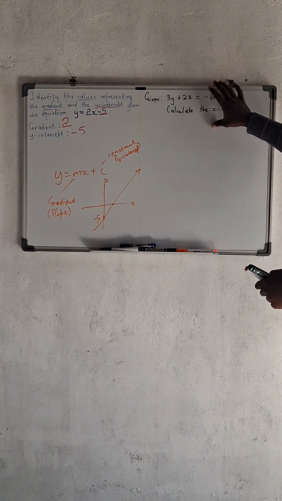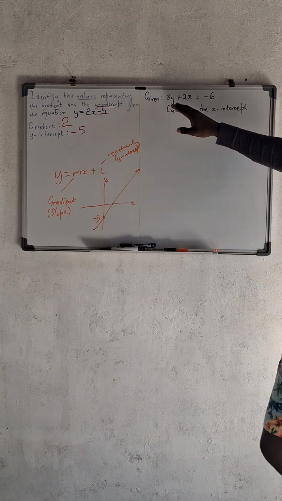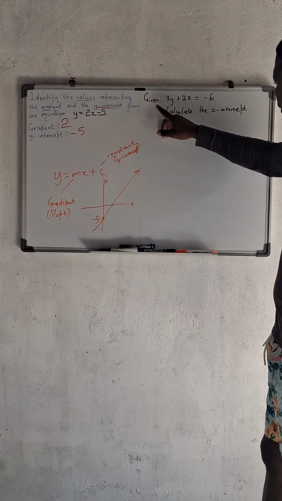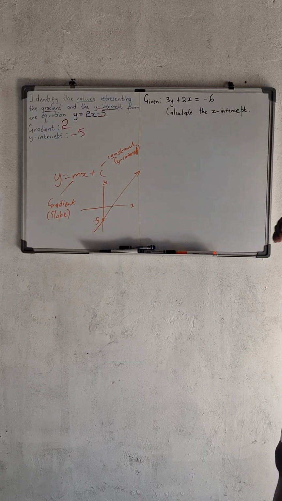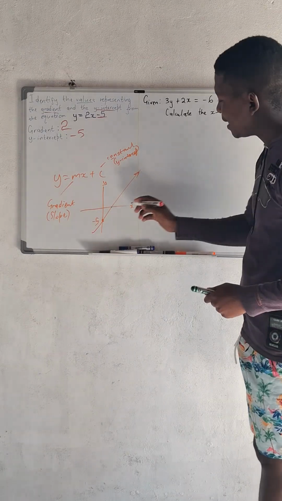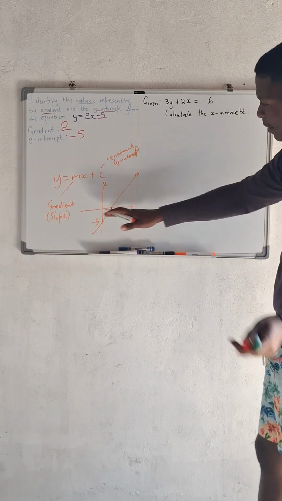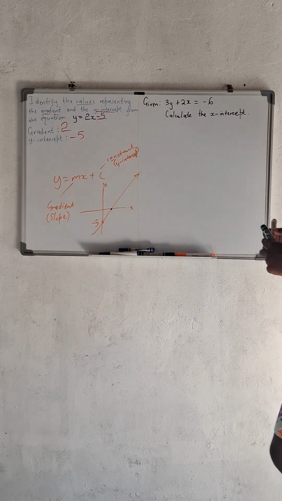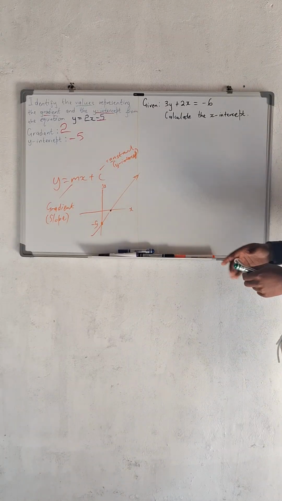Now let us come to this question. Given 3y plus 2x is equal to -6, calculate the x-intercept. Now the x-intercept is where the graph cuts the x-axis. For example, this equation cuts here. We don't know where, but you can find it if you calculate it. So I'm going to show you on this equation. That is what we call the x-intercept, where the graph cuts the x-axis.